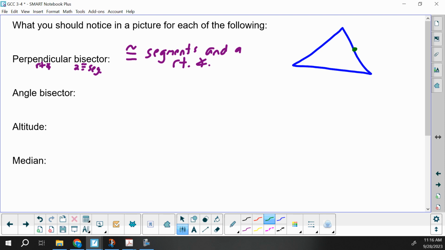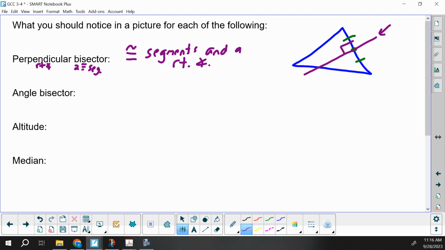So here's my midpoint, and I'll signify it by marking those congruent segments. And if I draw a line at a right angle that goes through that midpoint, that would be our perpendicular bisector. It's got a right angle as it passes through the midpoint. Notice it does not necessarily go through the vertex. This is our only one that does not go through the vertex.